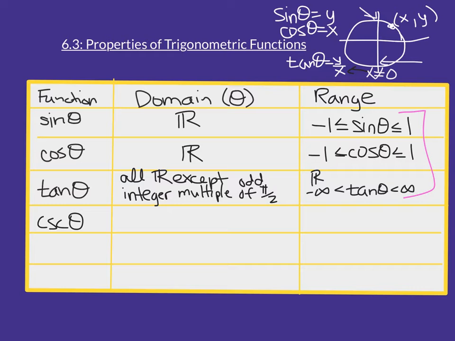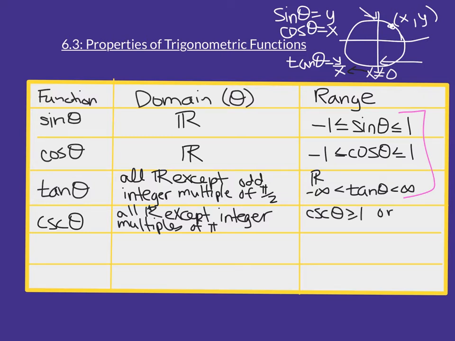I do want you to keep in mind that cosecant is 1 over y, so we're going to be limited to values that don't give us a y equals 0. So this is going to be all real numbers except for any integer multiples of pi. And the other thing is that it's going to be almost the exact opposite range of what you had for sine.